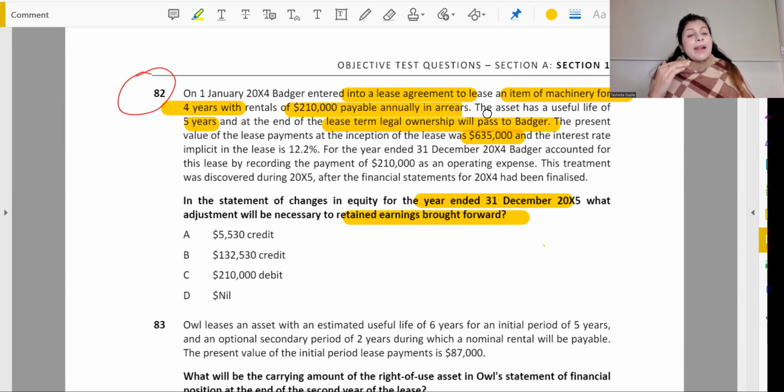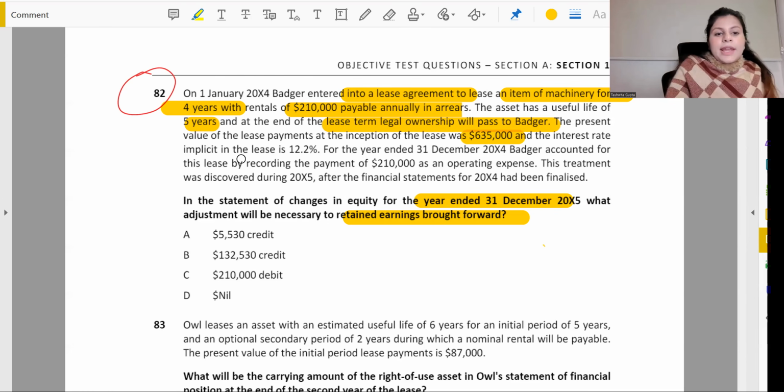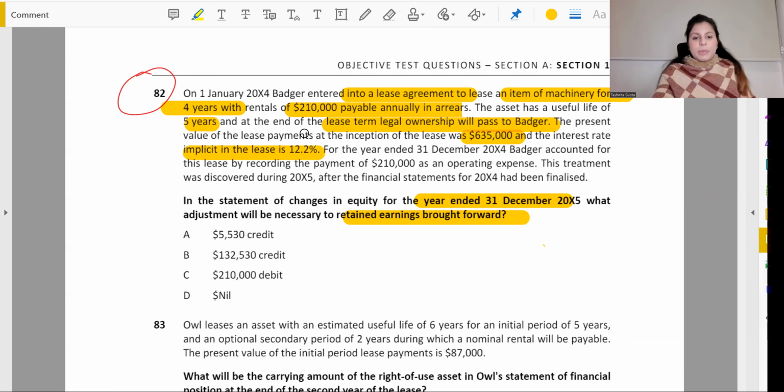When the ownership at the end of the lease is passing, should I depreciate the ROU over the life of the asset or over the lease term? If at the end ownership is transferred, very good, I should be depreciating my ROU over the life of the asset because at the end it is getting transferred. The interest rate implicit in the lease is 12.2%.